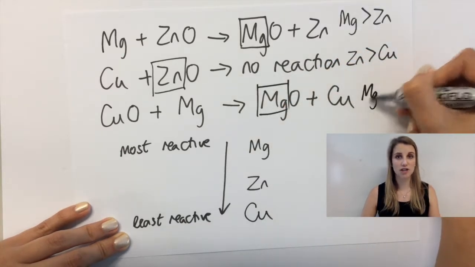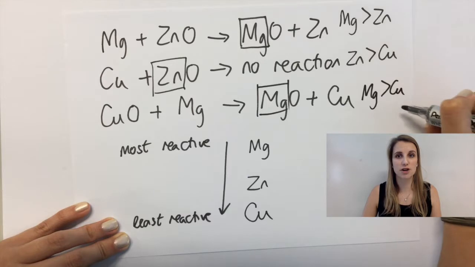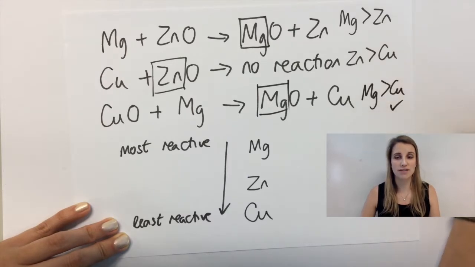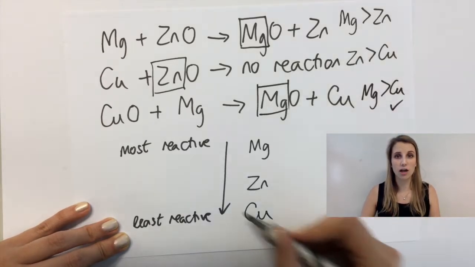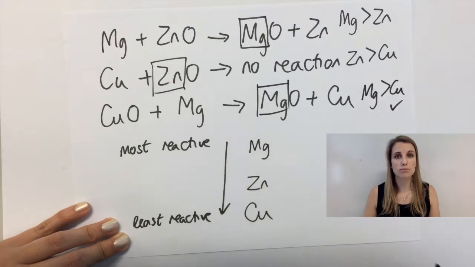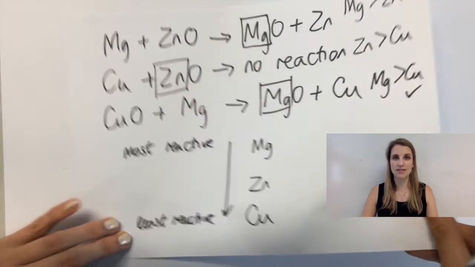The last reaction just confirms what we already know, because magnesium, in this case, ends up as an ion, and that means magnesium is more reactive than the copper, which makes sense based on the reactivity series that we have.